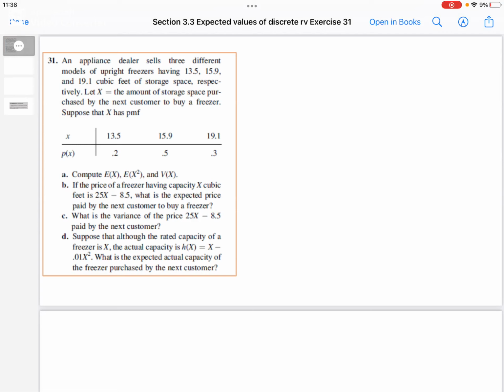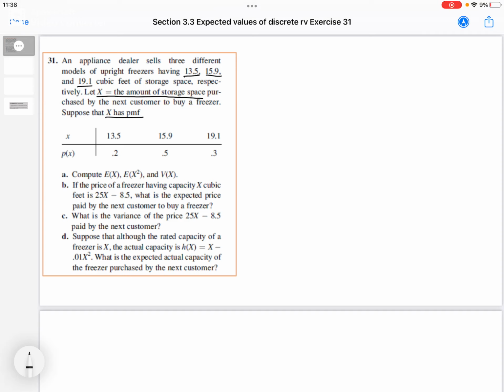Let us consider exercise 31 that says an appliance dealer sells 3 different models of upright freezers having different storage spaces, right? So we have storage space of 13.5 cubic feet, 15.9, as well as 19.1 cubic feet. Now let random variable x denote the amount of storage space, okay?